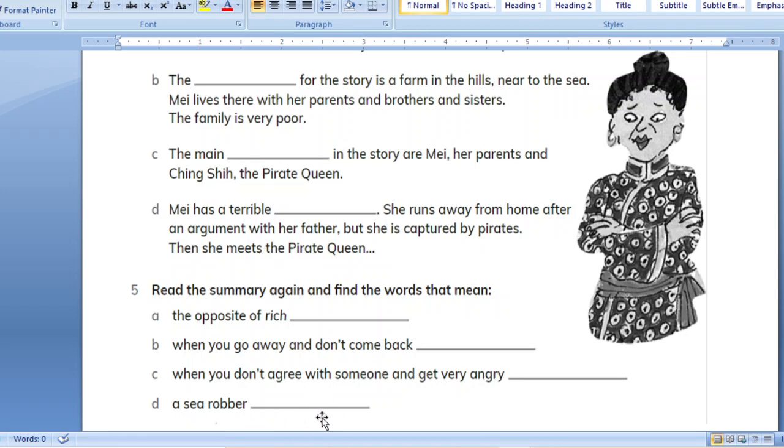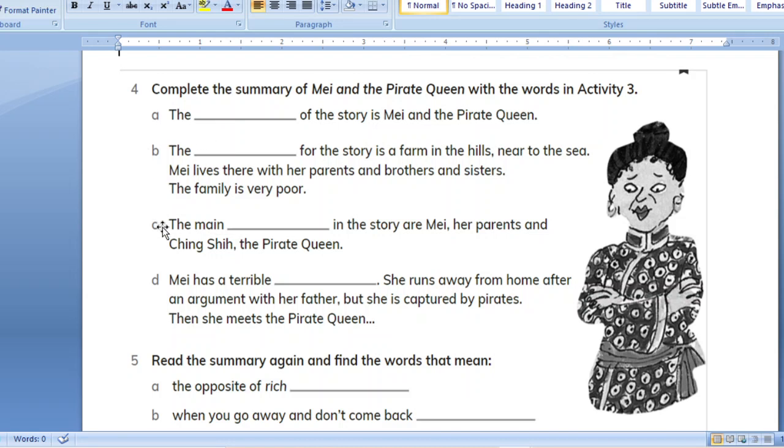Okay, so I've given you C and D. Just do the others. Only the answers. Please write 5A, 5B, 5C, 5D, 4A, 4B, just the words. Alright, third standard? Okay. So that's it for today.